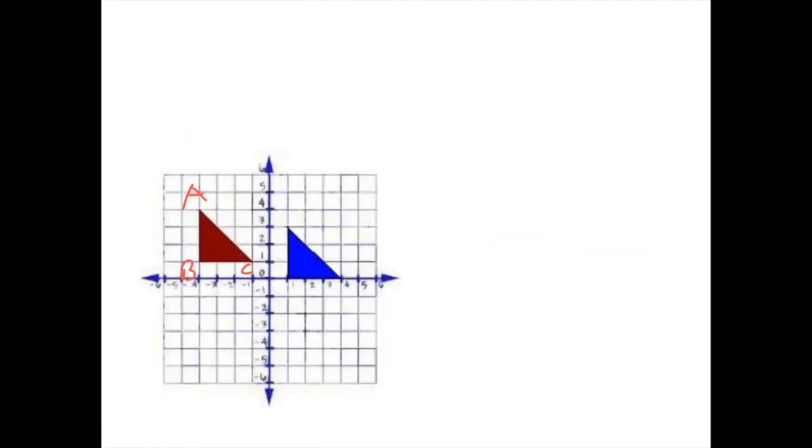Now for some actual examples. Let's look at this graph here. We have two shapes. We have a brown triangle and a blue triangle. The brown triangle is what we'll call our pre-image. That's the one that has not been transformed yet. So we'll call that triangle ABC, and it is translated to become the blue triangle, so it's just moved.